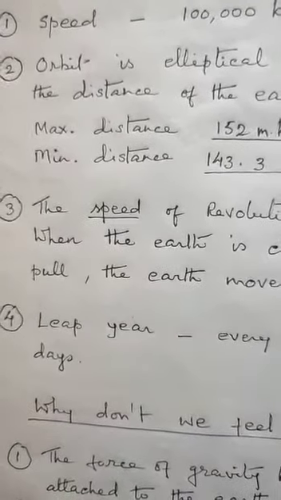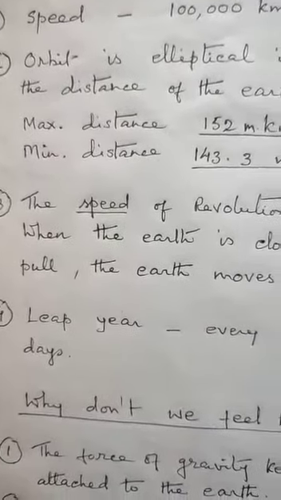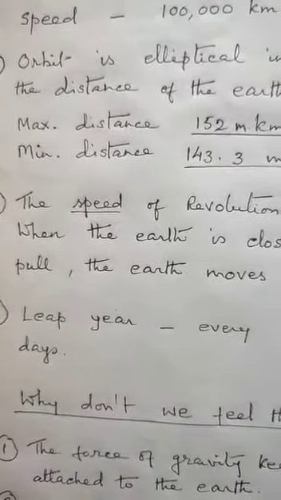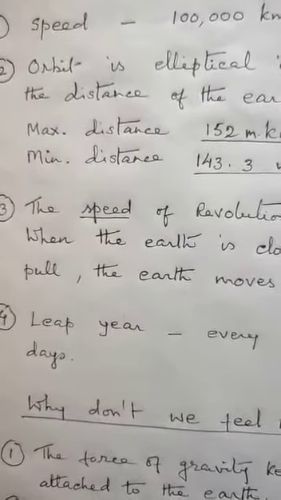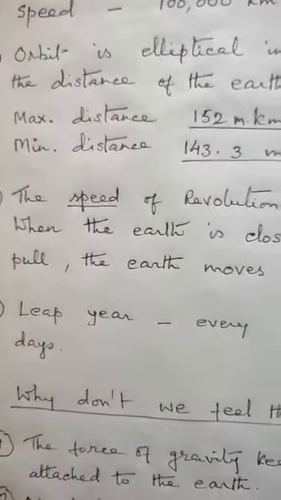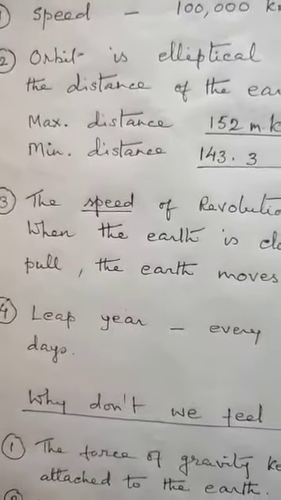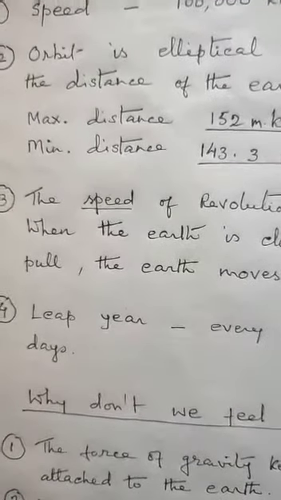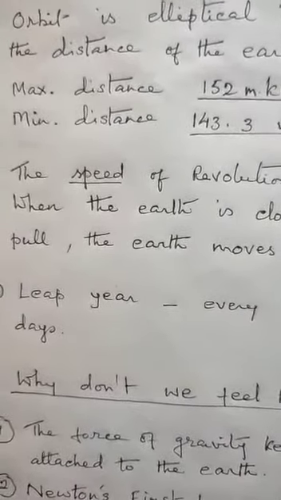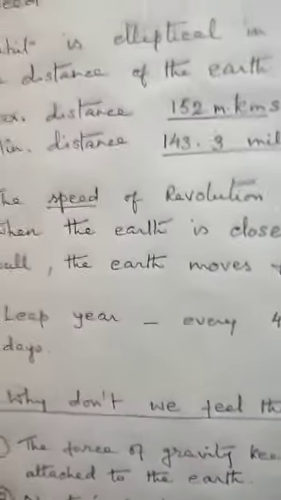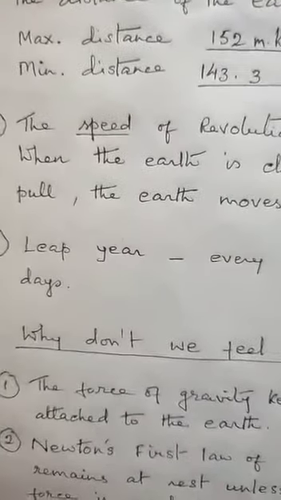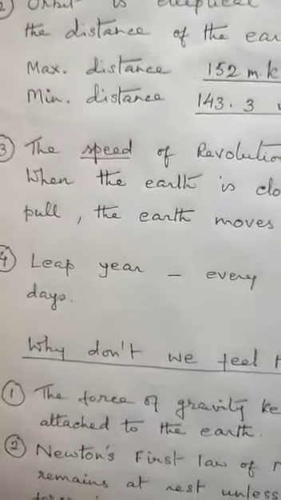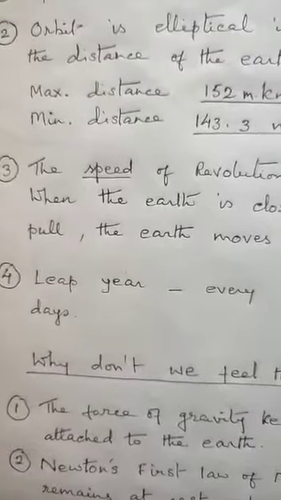That means 6 into 4, 24 hours are added to the calendar. That means a complete day. That makes the number of days in a leap year 366. And this extra day is added to the month of February because February is the shortest month. So leap year has 366 days. Now, you have learnt about the speed of rotation as well as revolution.